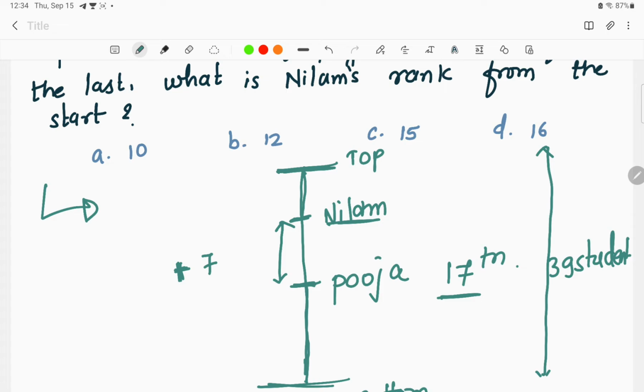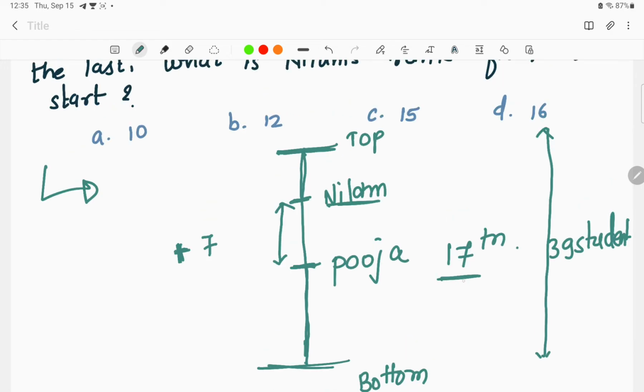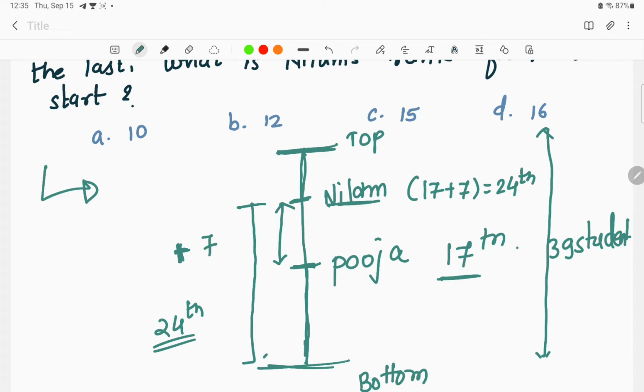So if we go for this solution, what we can find here is the position of Pooja from the bottom, and the total number of students. Pooja is at the 17th rank, and ahead of Pooja by 7 ranks there is Neelam. So if we do 17 plus 7, we get the position of Neelam, that is the 24th position from the bottom, and Pooja is at the 17th position.